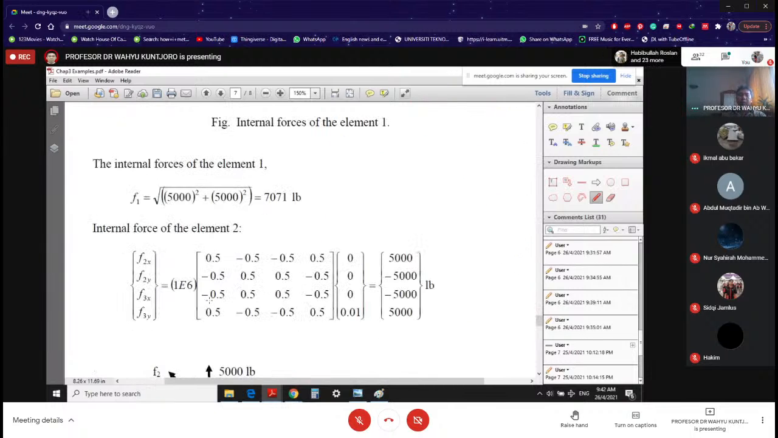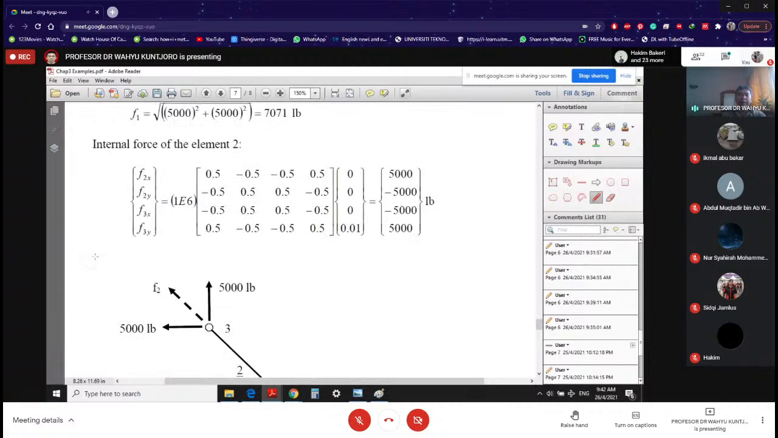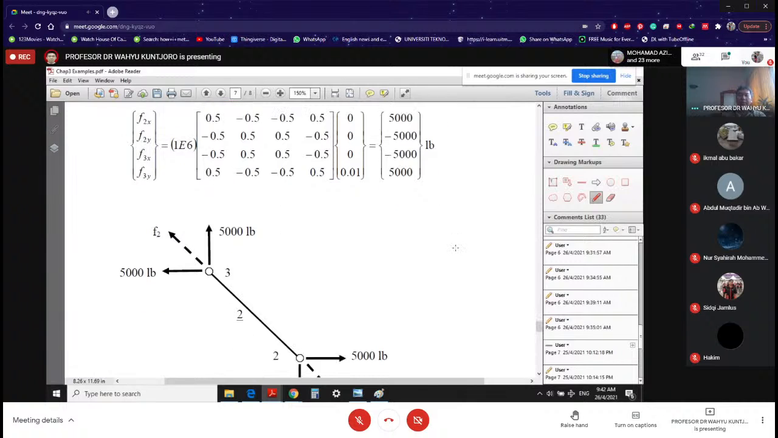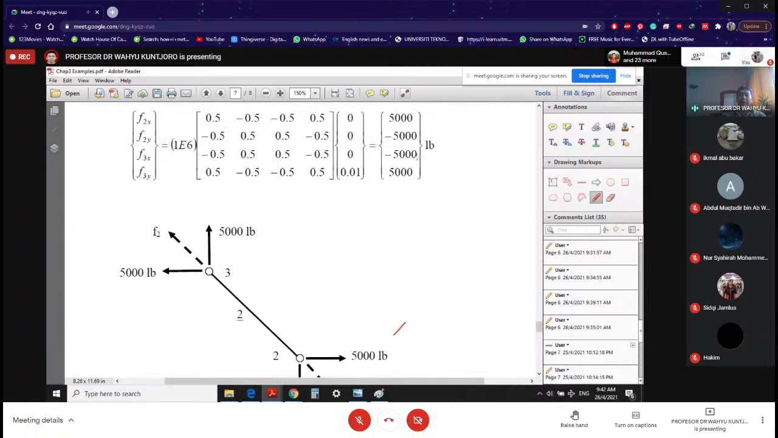What about element number 2? Element number 2 is as given here. So you have this equation of element number 2. You know the displacement, and then that is your internal forces. So F2x is 5,000, F2y is minus 5,000, that's why it is going down. F3x is minus 5,000, that's why it is to the left. And F3y as given over there.